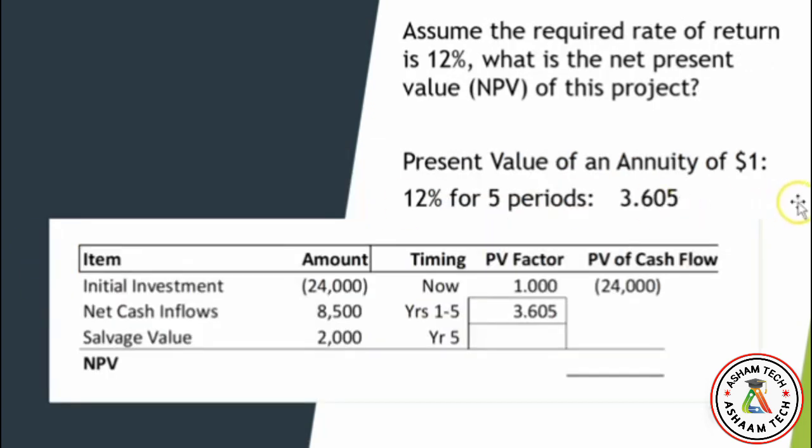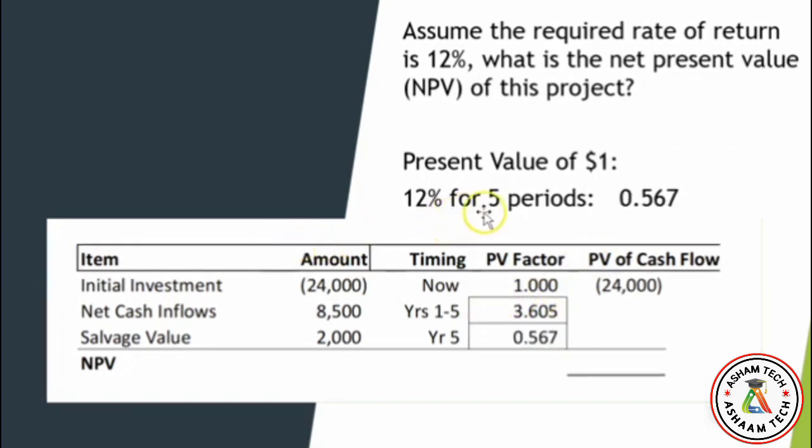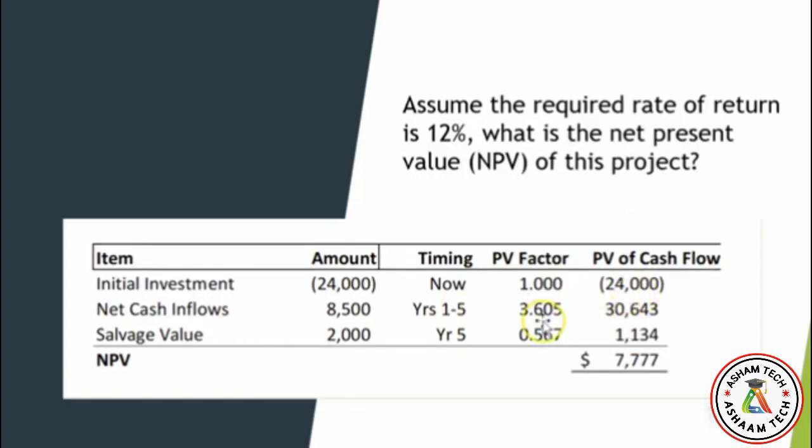So the present value of an annuity for 12% for 5 periods is 3.605. So I plug that number in there. The present value of $1, 12% for 5 periods is 0.567. So I plug that number in there. Now I just extend out the math. So 8,500 times 3.605 is 30,643. 2,000 times 0.567 is 1,134. I sum these, or net them together, to get net present value of 7,777.